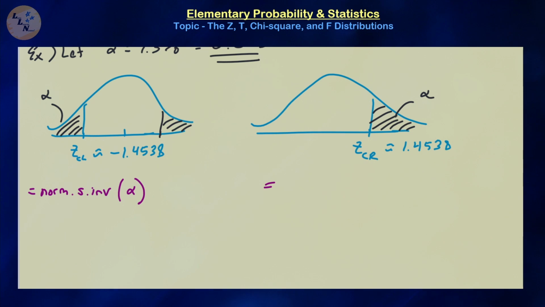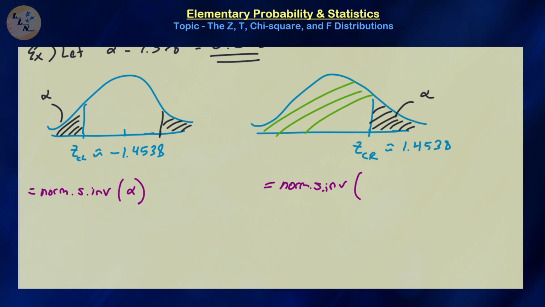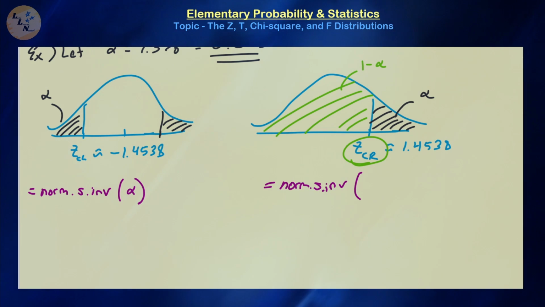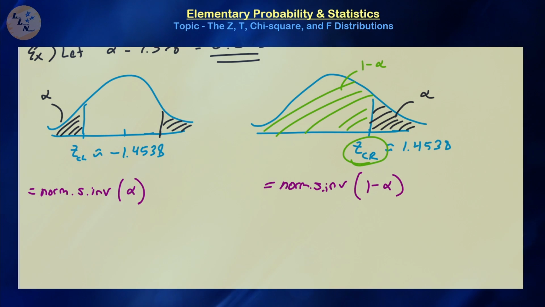So in Excel, that's going to be equal to norm.s.inv. Now this norm.s.inv function calculates all areas to the left of the critical value in which you're interested. So if alpha is to the right, that means the area shaded in green is going to be 1 minus alpha. So norm.s.inv of 1 minus alpha will generate this value ZCR. And typically this alpha value, if it's between 0 and 50%, will always produce a positive value.